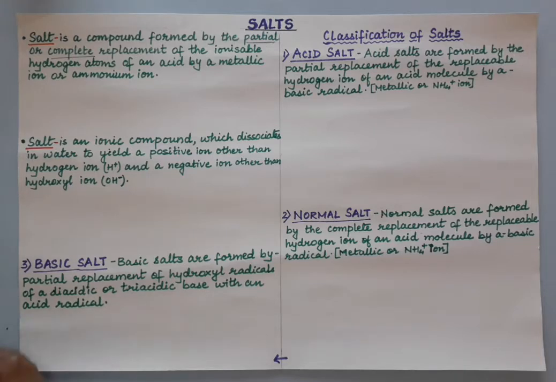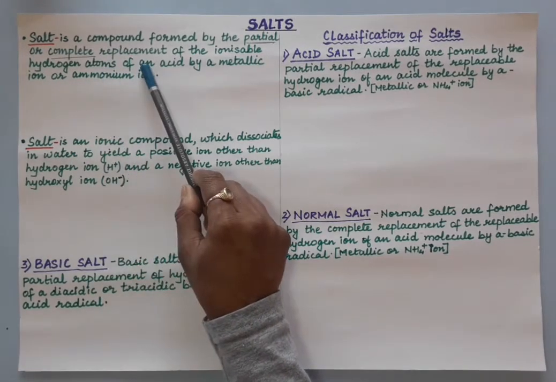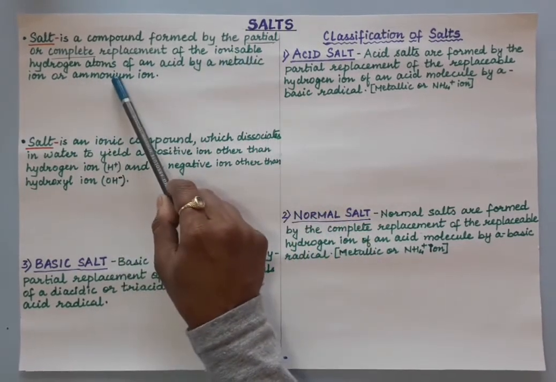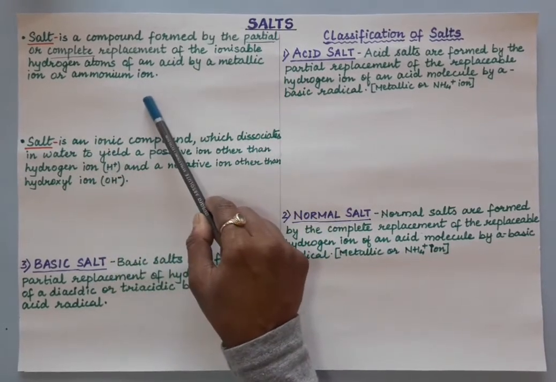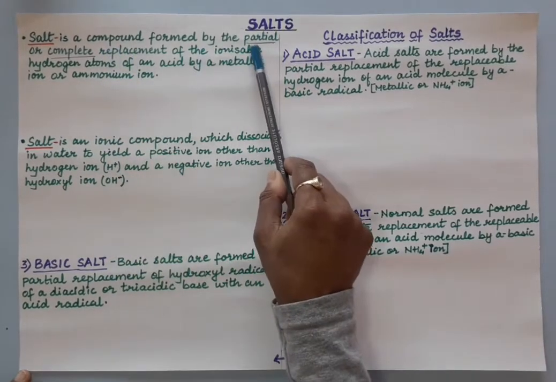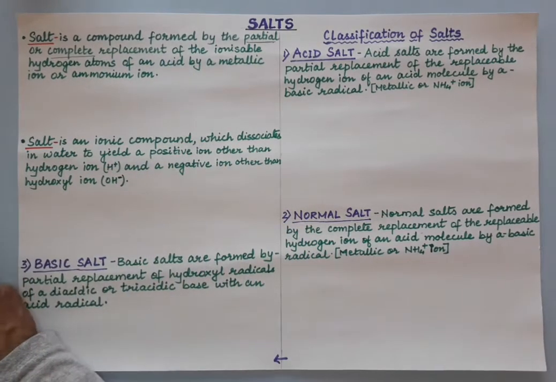Salt is a chemical compound formed by the partial or complete replacement of the ionizable hydrogen atoms of an acid by a metallic ion or ammonium ion. Now here we will understand partial or complete replacement by taking two reactions.